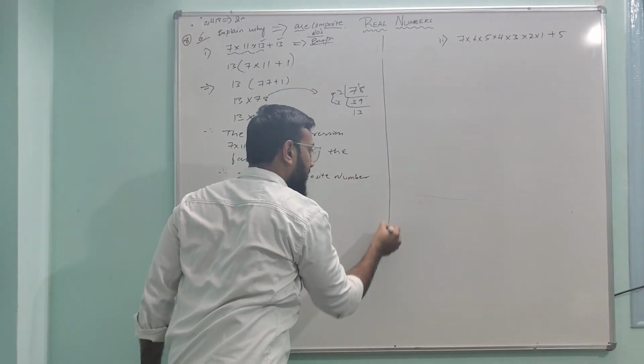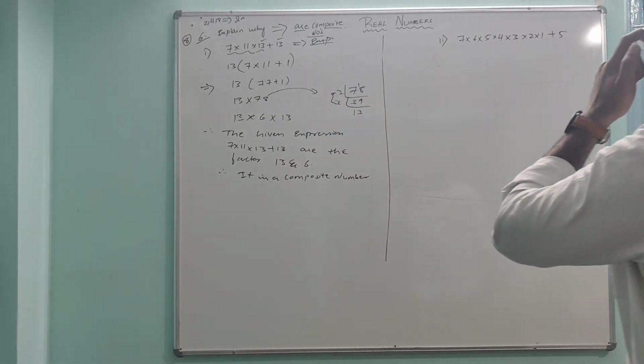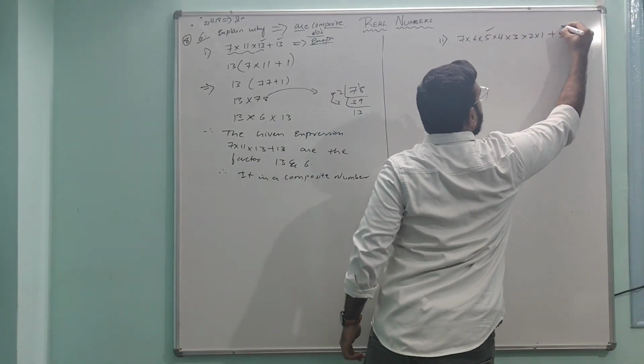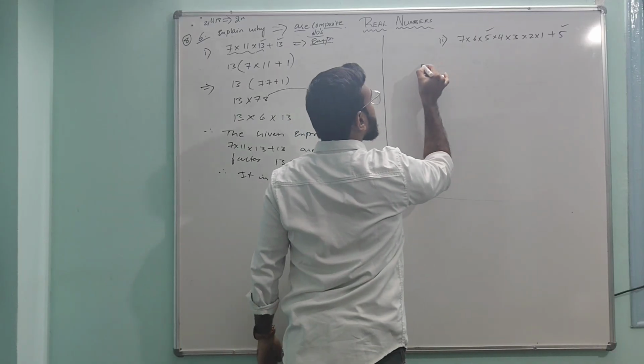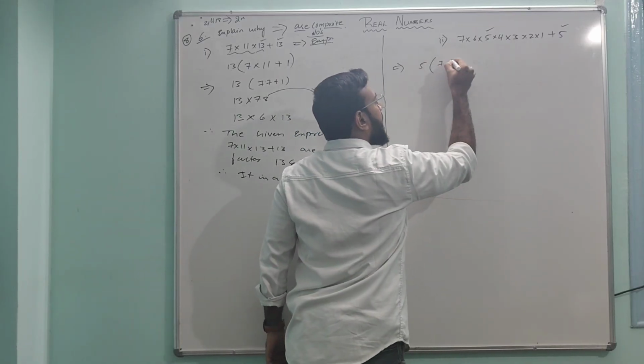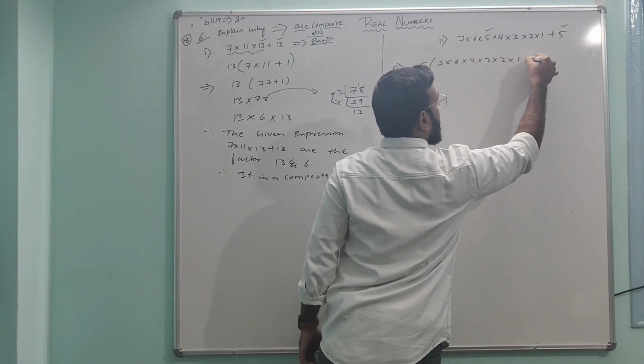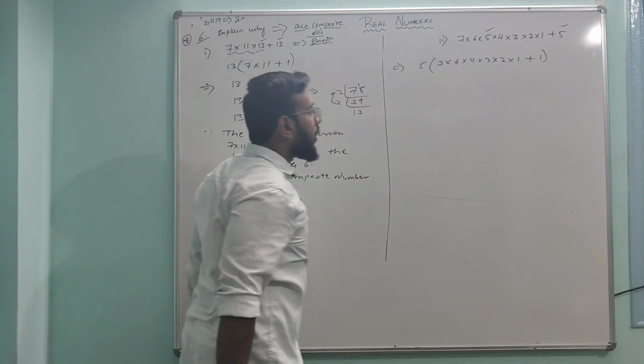Similarly, this is the second question. We will go ahead the same way. What can we take common out here? 5 and 5 we can take common. If we take 5 common out, what remains? 7 into 6 into 4 into 3 into 2 into 1. Plus, taking common out, the remaining is 1.